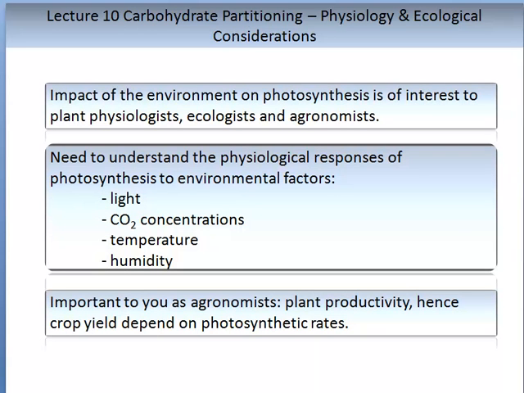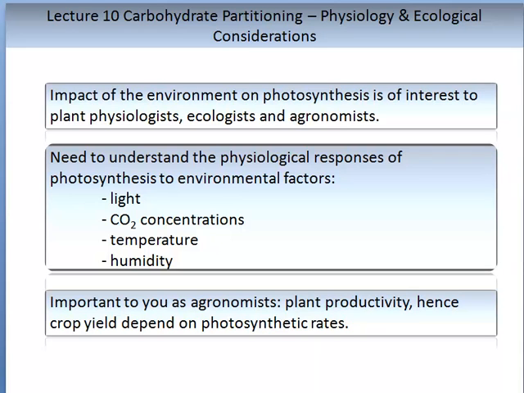Physiology is the scientific study of the function of living systems. This is characteristic of the normal functioning of a living organism, while ecology is the science of the relationship between these organisms and their environments. The impact of the environment on photosynthesis is of interest to plant physiologists, ecologists, and agronomists. In order to understand this, you need to understand the physiological responses of photosynthesis to environmental factors such as light, carbon dioxide concentrations, temperature, and humidity.